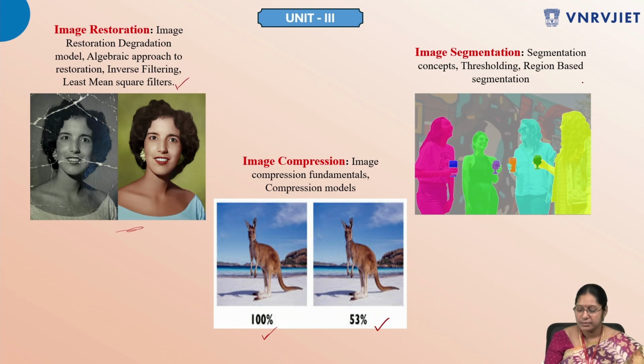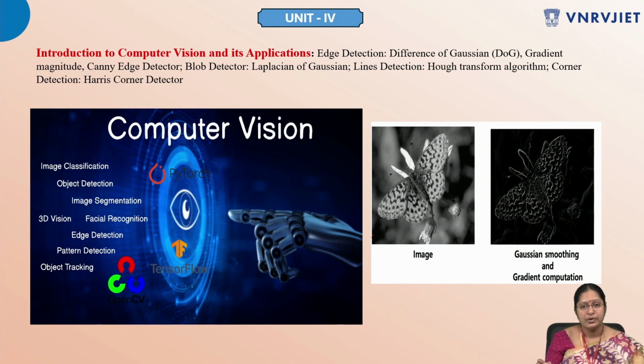Next, here it is the segmentation. Image segmentation concepts, thresholding, region-based segmentation. These are all the concepts covered here. And next, in Unit 4, computer vision concepts are introduced, like different applications: image classification, object detection, image segmentation, 3D vision, facial recognition, edge detection, pattern detection, and object tracking. These are all the different applications in computer vision. Next, here we have to apply Gaussian smoothing and Gaussian computation methods on images.